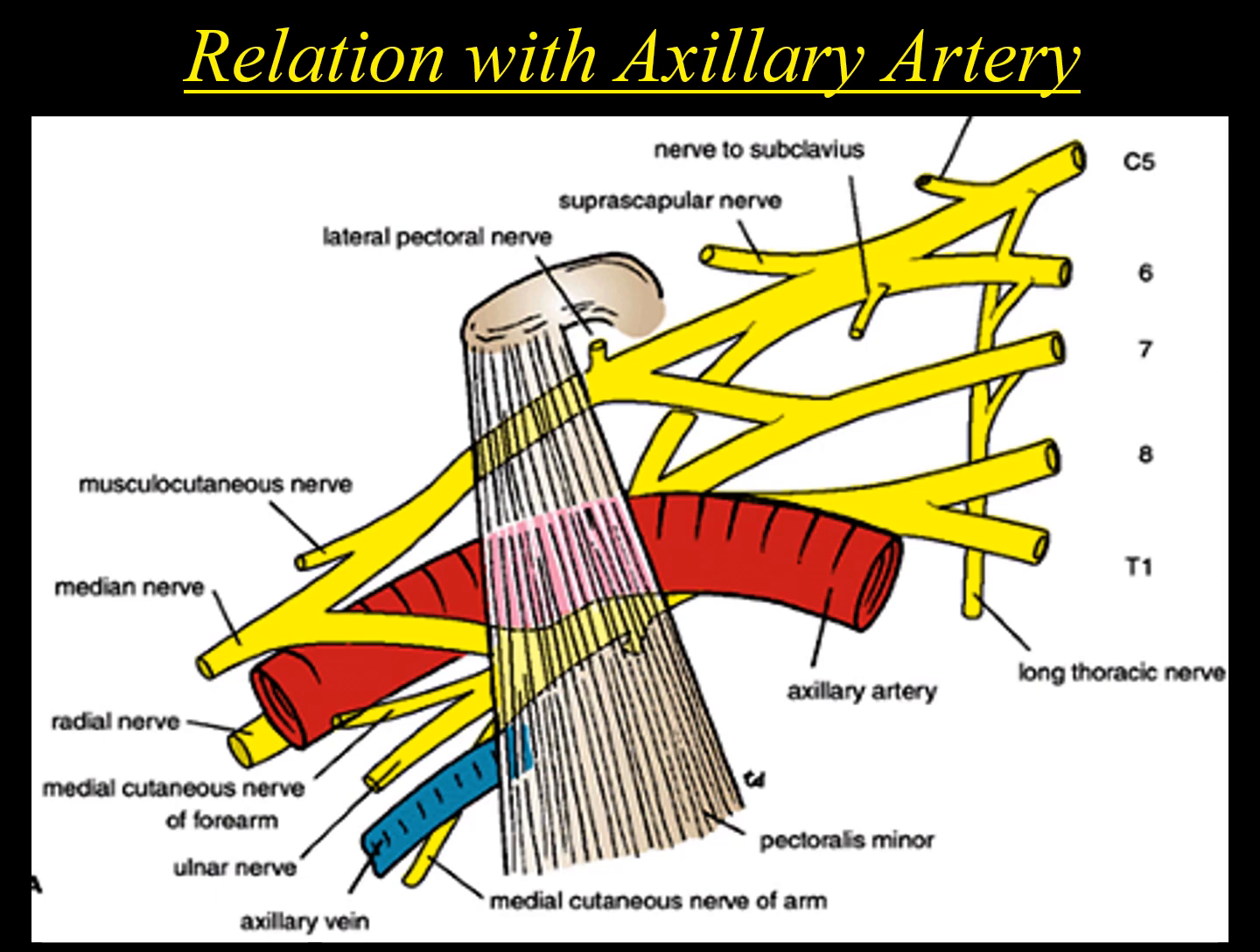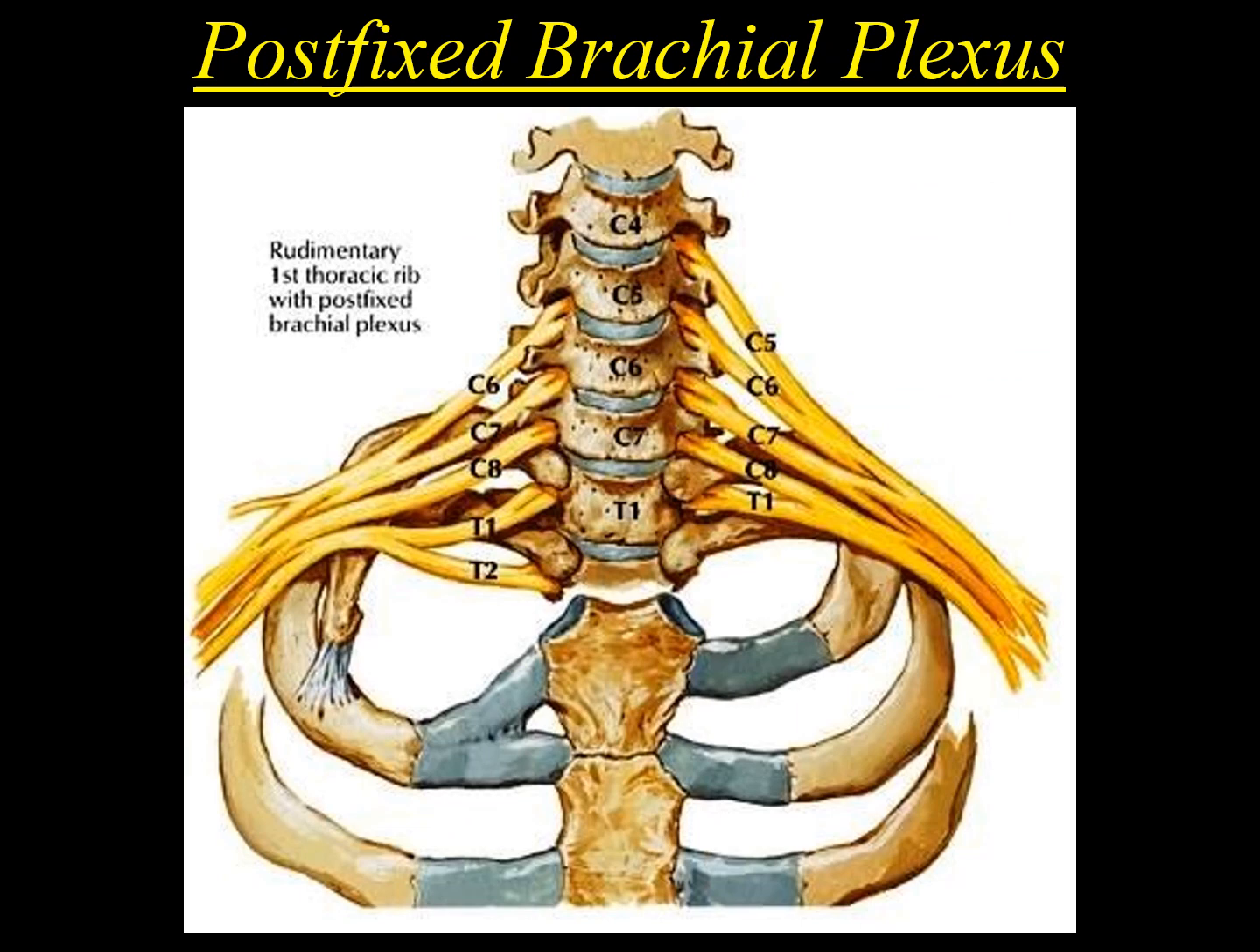So why is it important? Because if any surgery is required for the axillary artery, or even for the cords or branches of the brachial plexus, you have to be careful about this relation. Now there are two terms; the diagram is showing only one, but there are two terms we commonly use. One is known as prefixed brachial plexus and the other is known as postfixed brachial plexus.